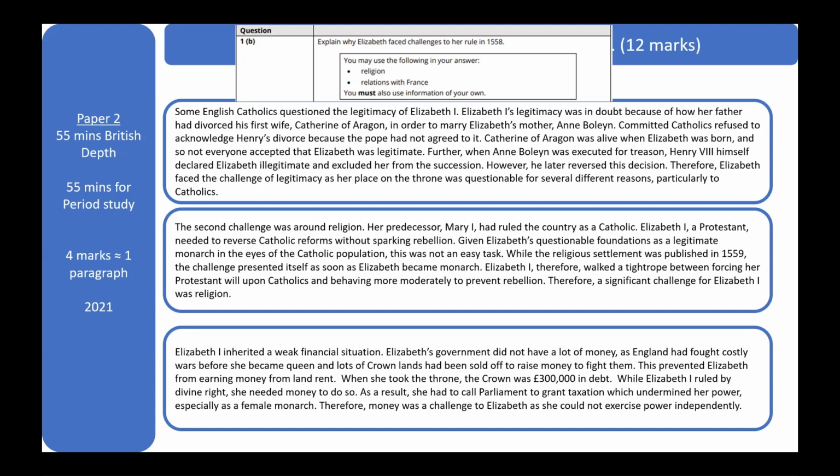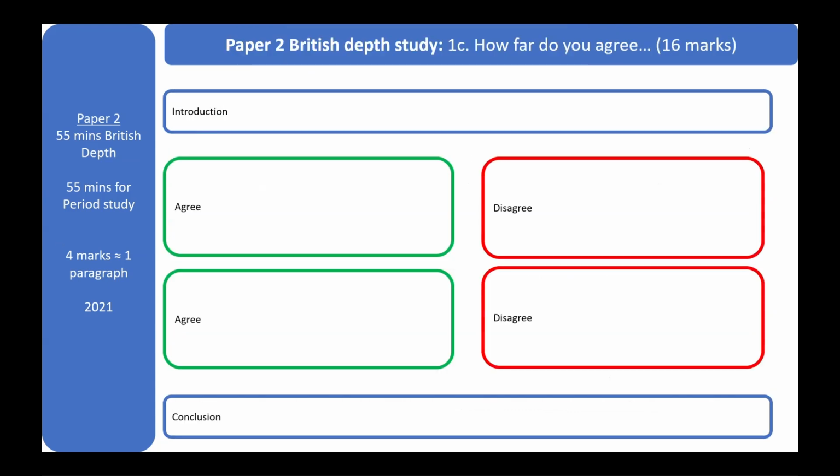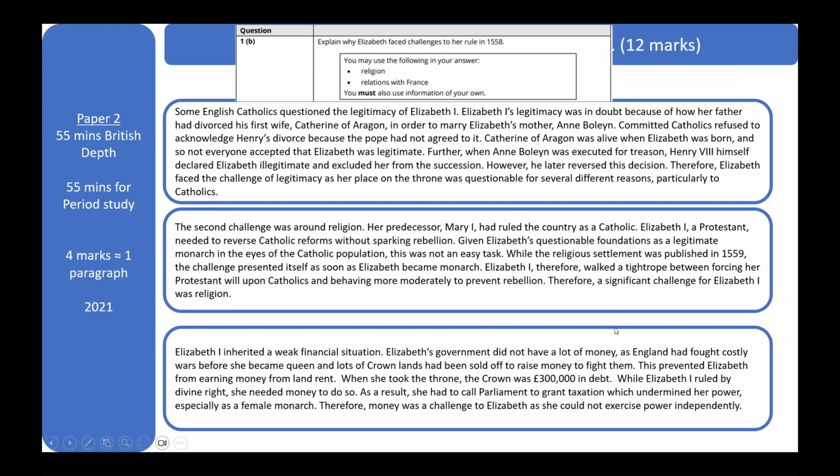And look at that, I didn't say as Mary I had fought wars, or as Edward or as Henry VIII. I can't remember the wars, so there I just put as England had fought costly wars. So this prevented Elizabeth from earning money from land rent. When she took the throne, the crown was £300,000 in debt. While Elizabeth I ruled by divine right, she needed money to do so. As a result, she had to call Parliament to grant taxation, which undermined her power, especially as a female monarch. Therefore, money was a challenge to Elizabeth, as she could not exercise power independently. And that there is nice and wrapped up.